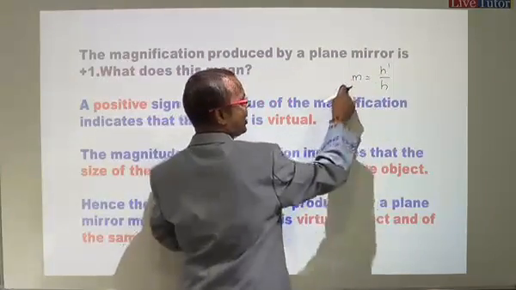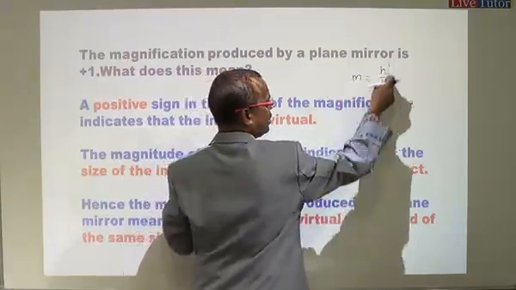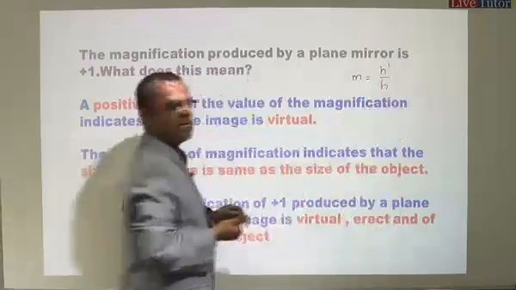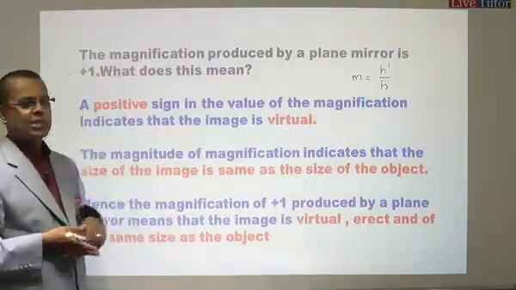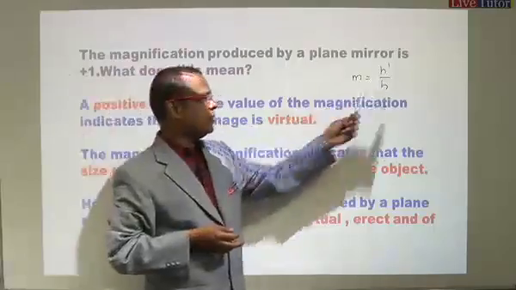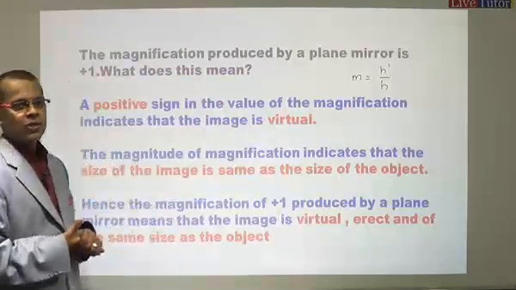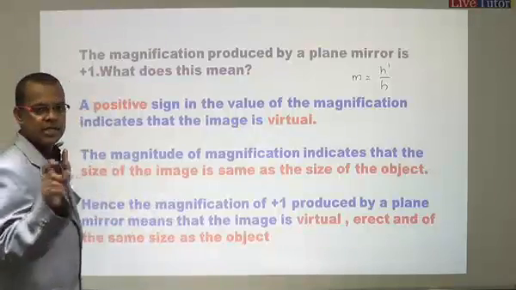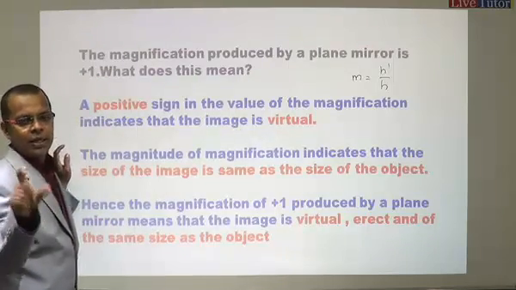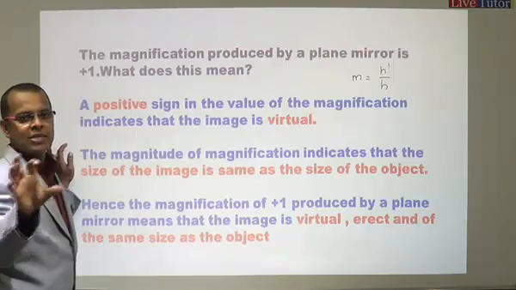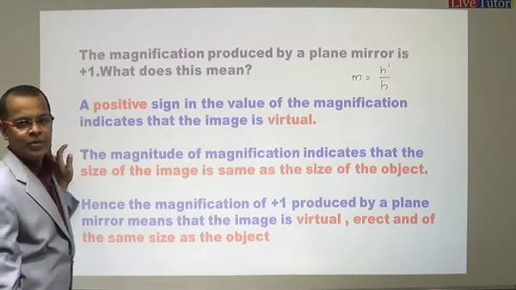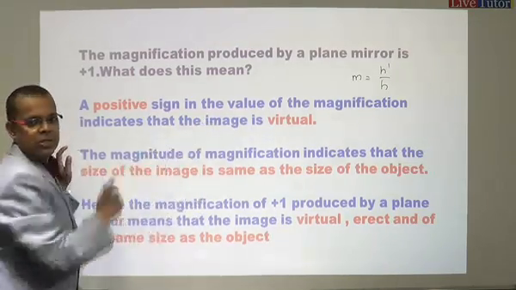When you say it is 1, when can you get 1? Only if the numerator and denominator are both the same can we get 1. That means the height of the object and the height of the image should be equal. Then only we can get 1. So from that we say that since the magnification value is 1, the size of the image is the same as the size of the object. This is the point we have to remember.